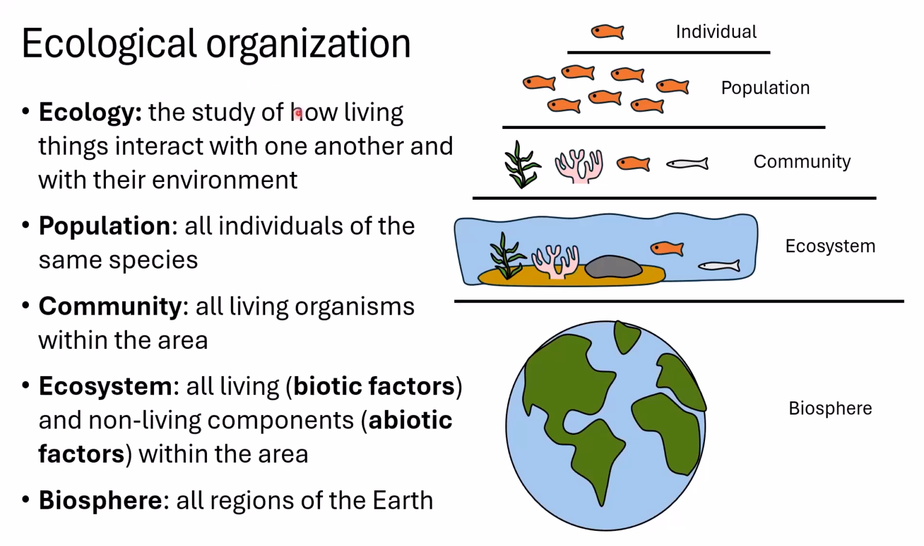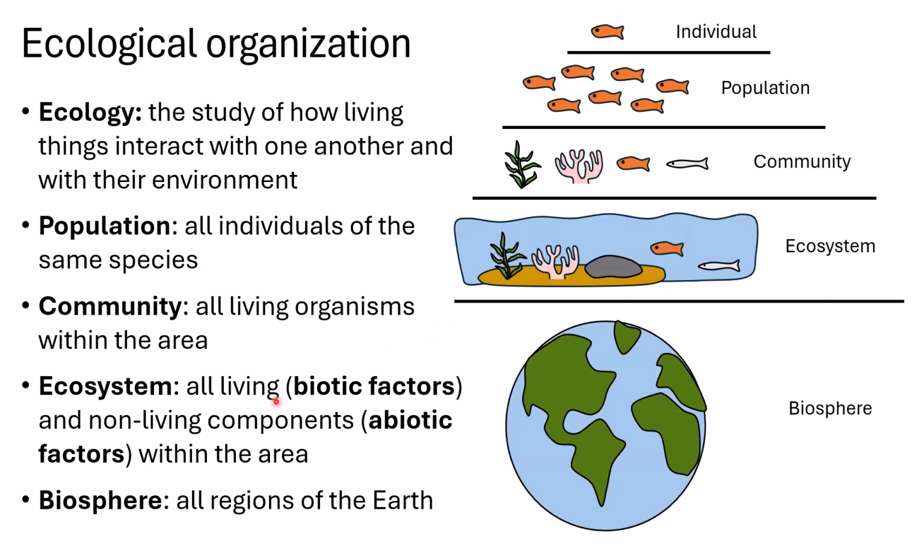Ecology is the study of how living things interact with one another and with their environment. Recall from our very first lecture that ecology is organized into different levels. A population is made of multiple individuals of the same species. The community is made of multiple populations of different species and so includes all living organisms within an area. The ecosystem is composed of all the living and non-living components within an area.